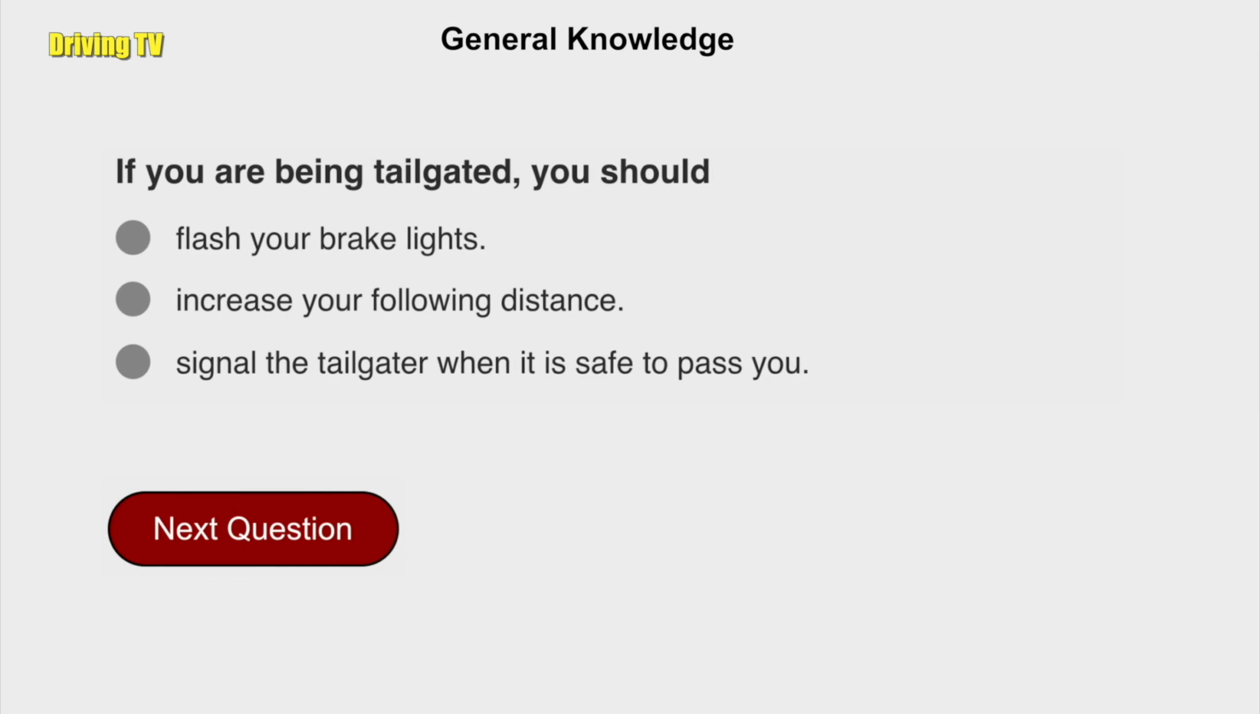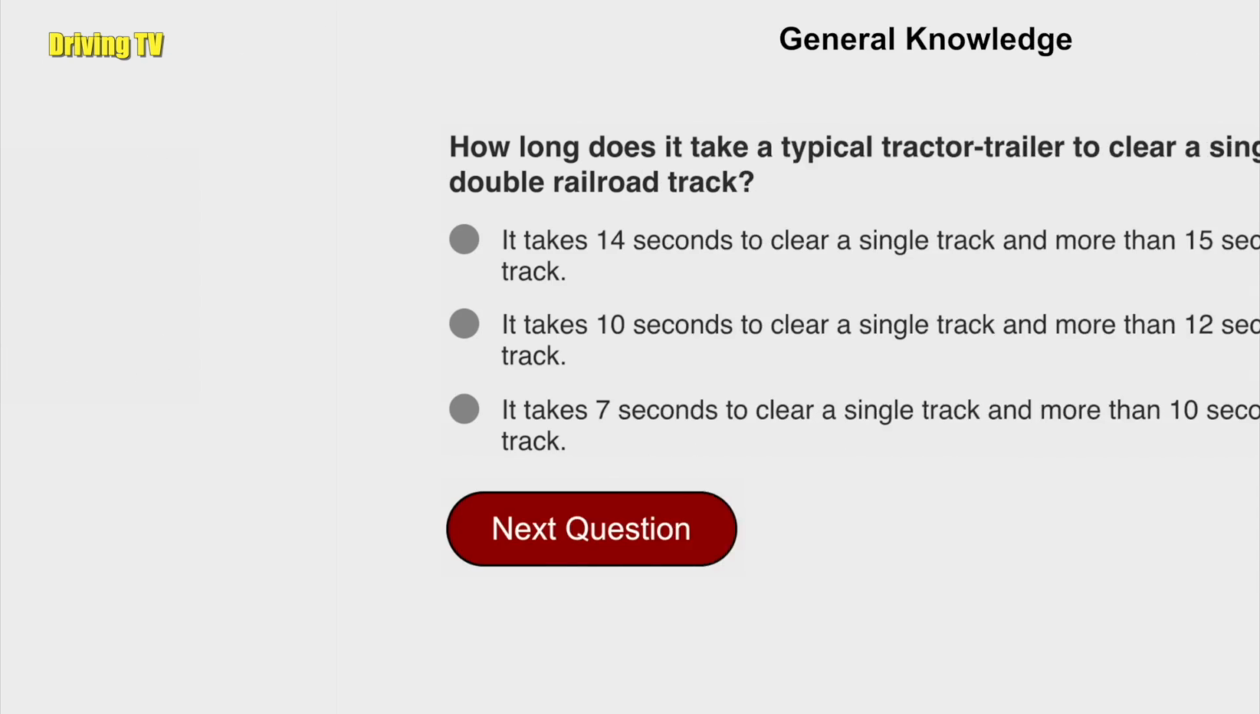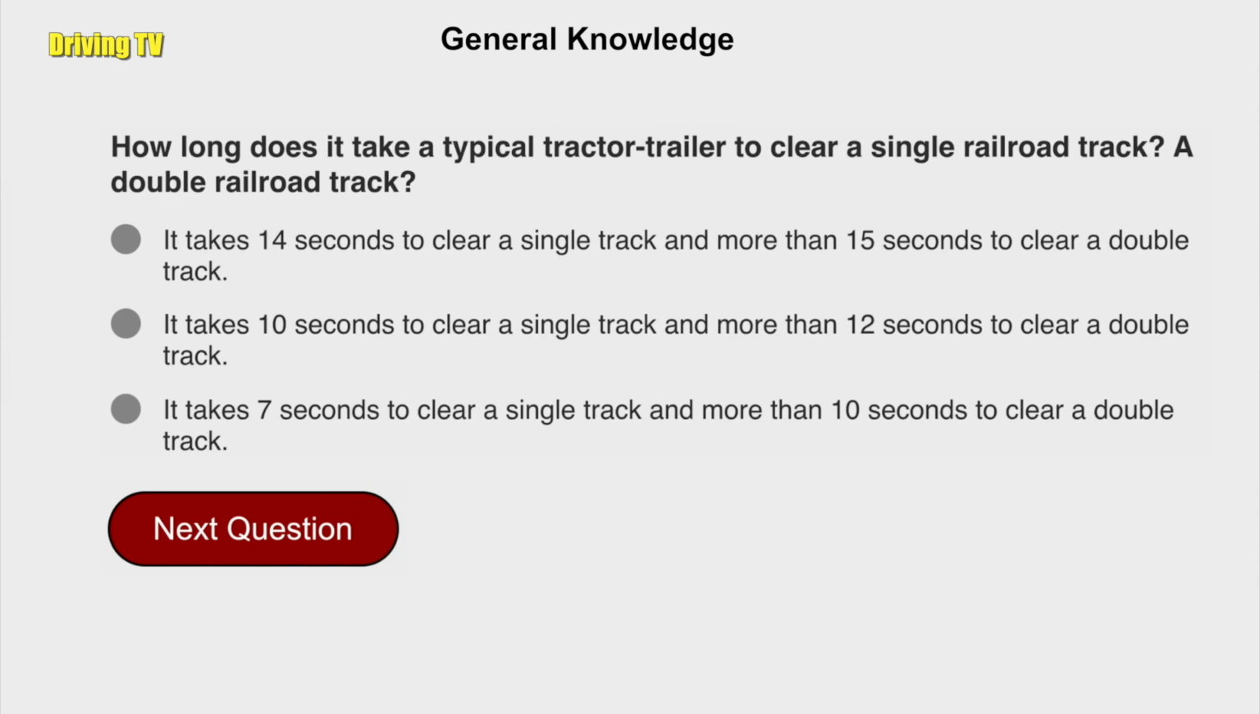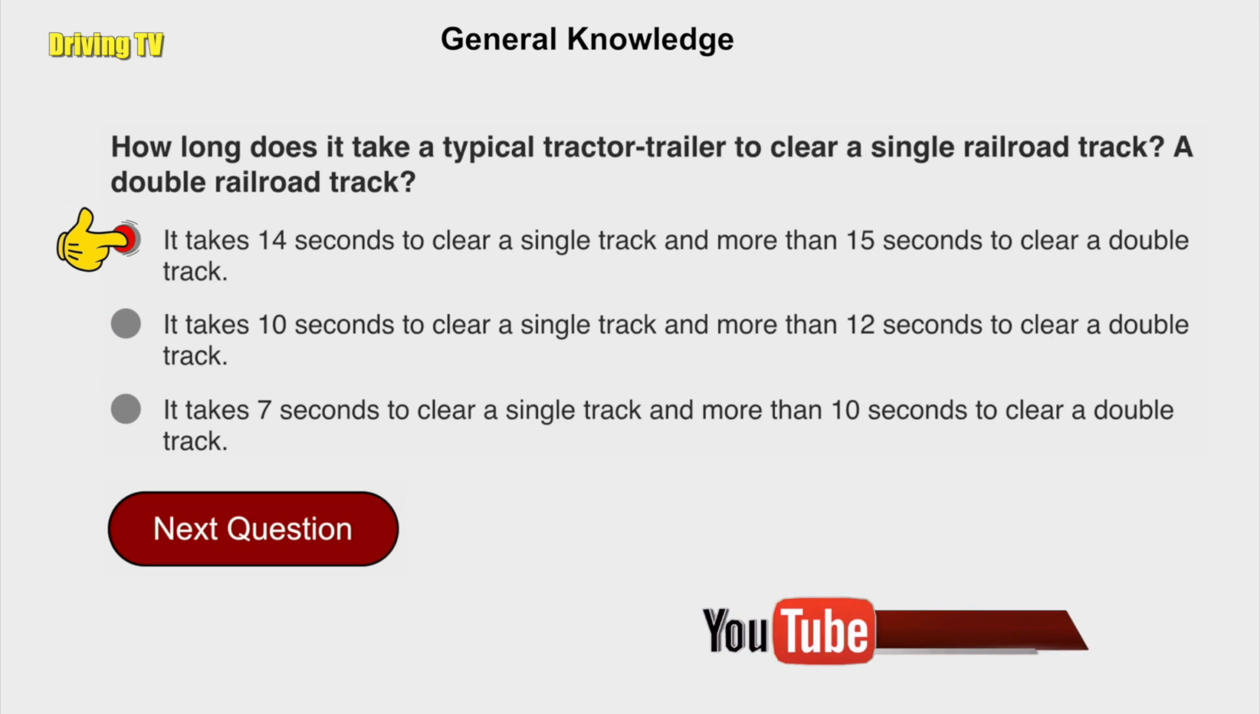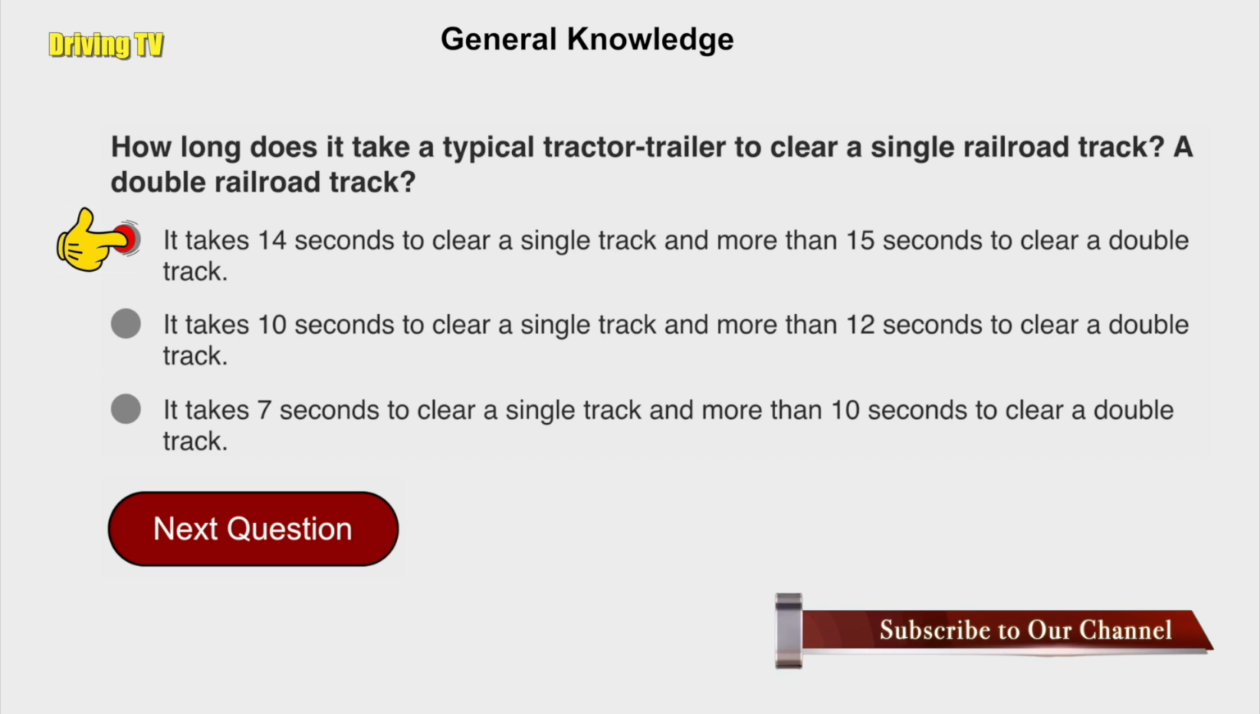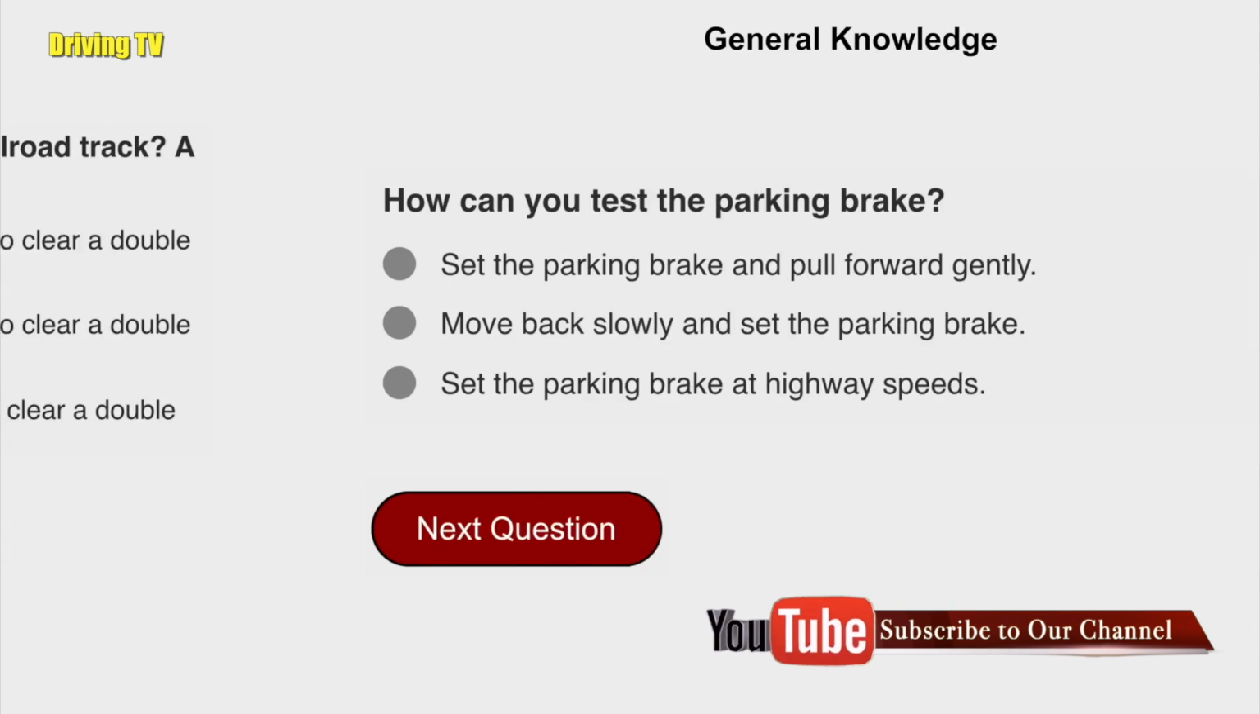If you are being tailgated, you should increase your following distance. How long does it take a typical tractor trailer to clear a single railroad track, a double railroad track? It takes 14 seconds to clear a single track and more than 15 seconds to clear a double track.